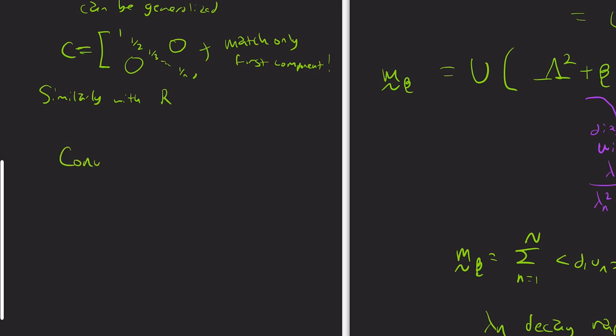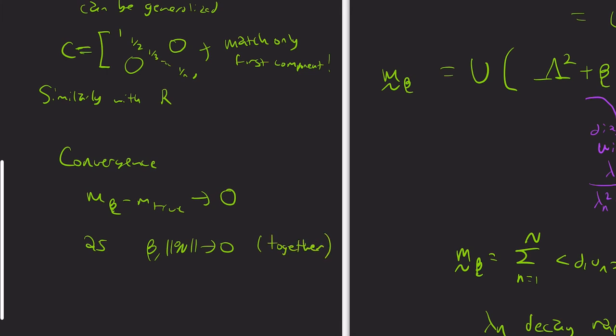I've gone a little bit long here, so in the next video, we'll do the convergence to show that m beta minus m true goes to 0 as beta and the noise level go to 0. And they have to go to 0 together in a certain way, basically. Because as the noise goes to 0, we want to decrease our regularization more and more to get closer and closer to the original problem. So they have to go to 0 together, and that's what we'll show in the next video.